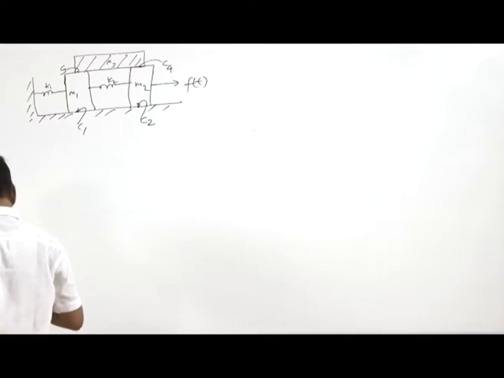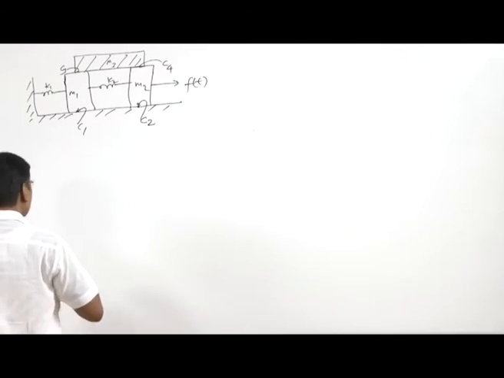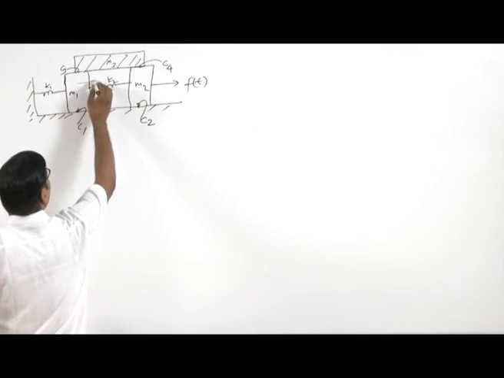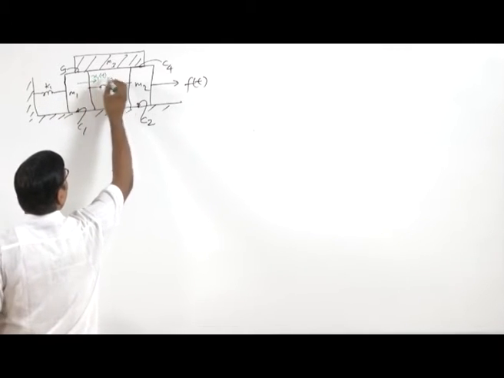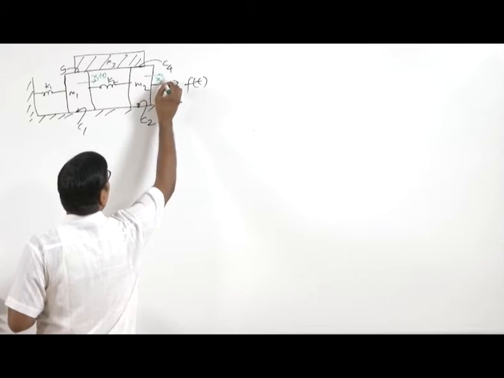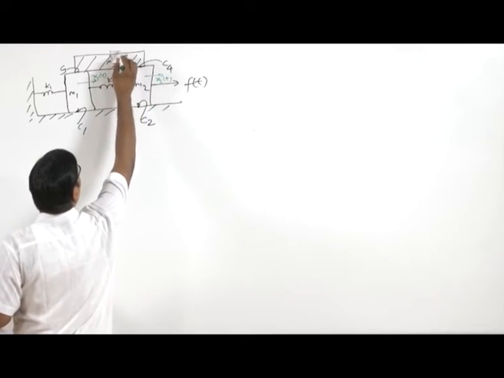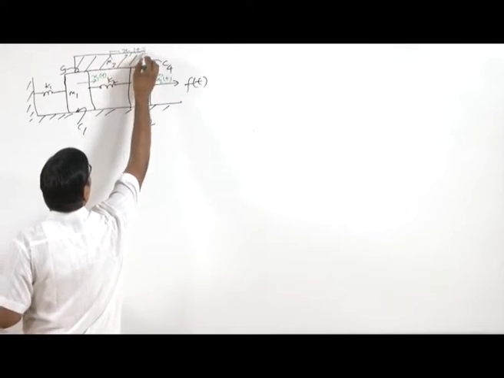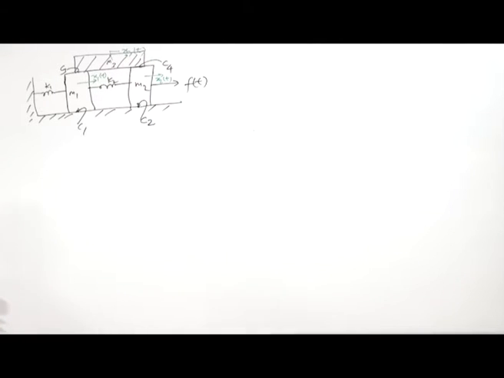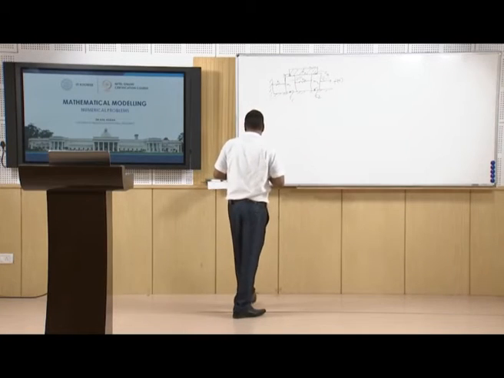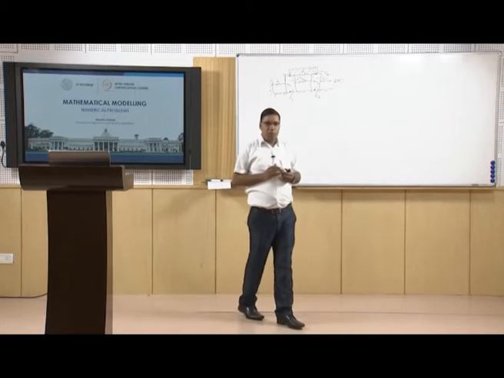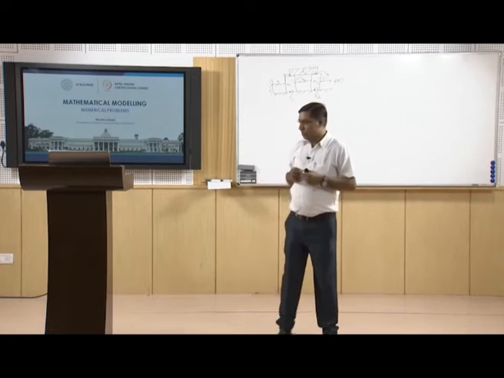Now we assume that this system has motions x1(t), x2(t) and x3(t). So now we have to write the equations of motion for this system using the impedance method.